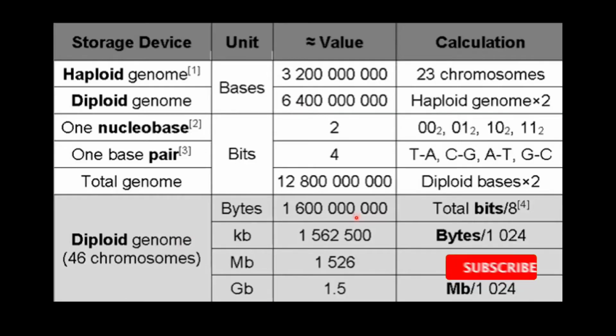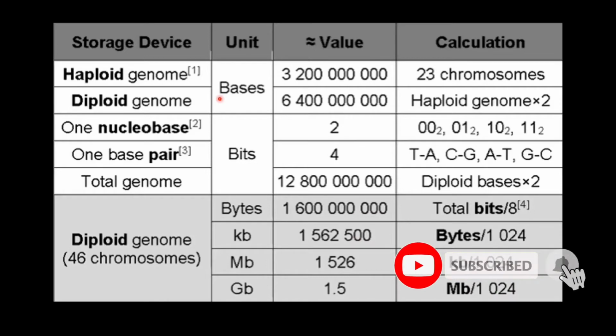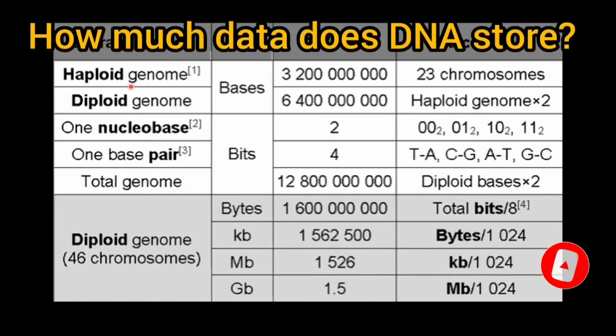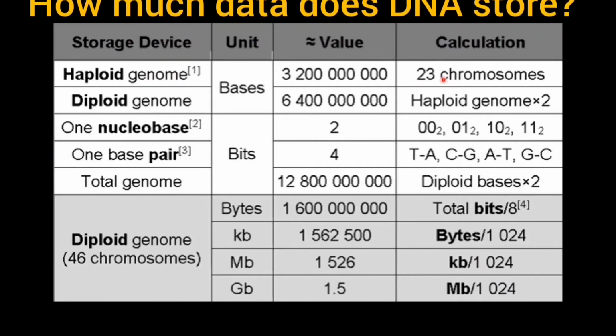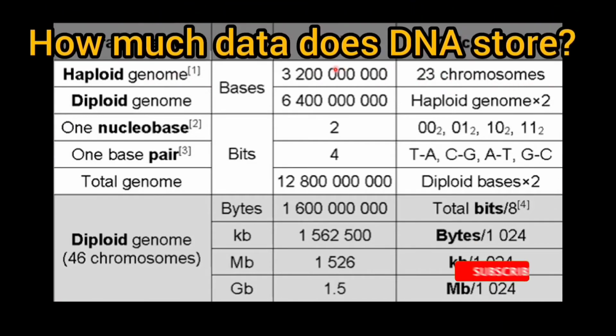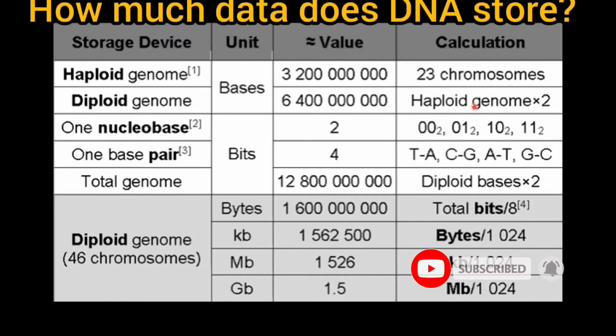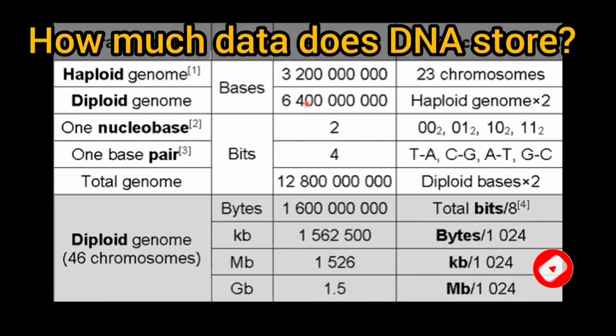As you know the basic idea of DNA, let's proceed to our question. How much data does DNA store? In a haploid genome, there are 23 chromosomes containing 32 billion base pairs. In a diploid genome, double the haploid base pairs, which means 64 billion base pairs.